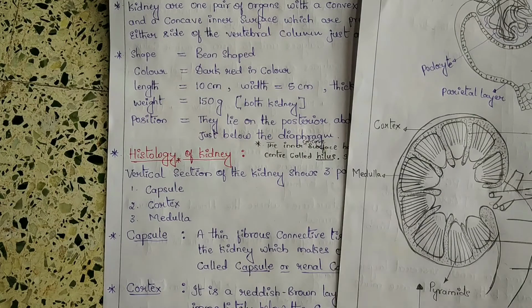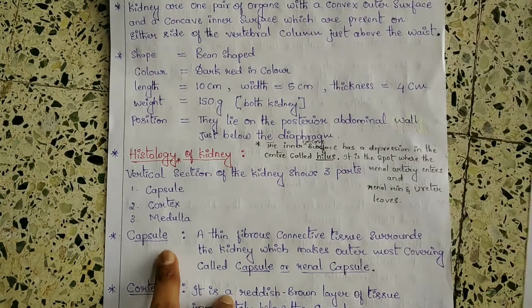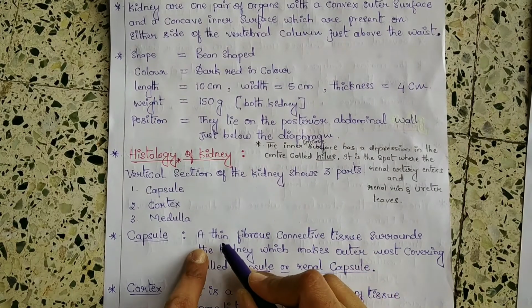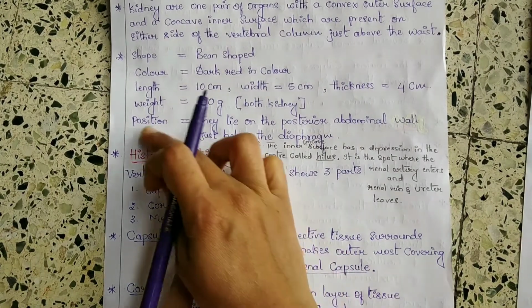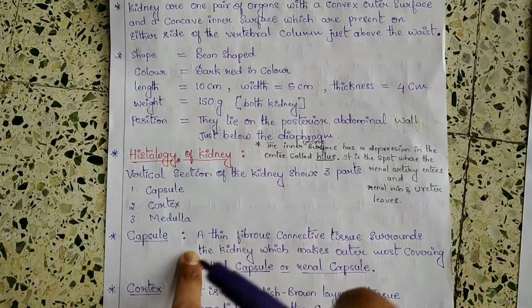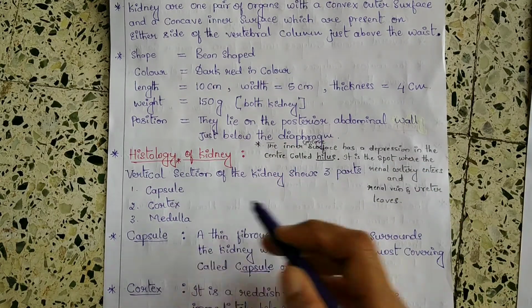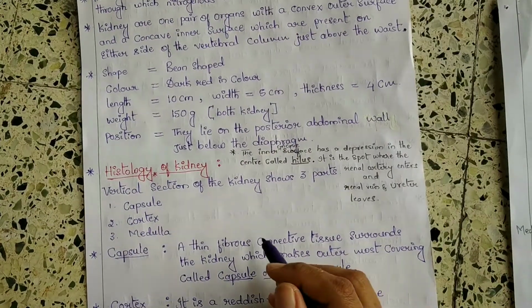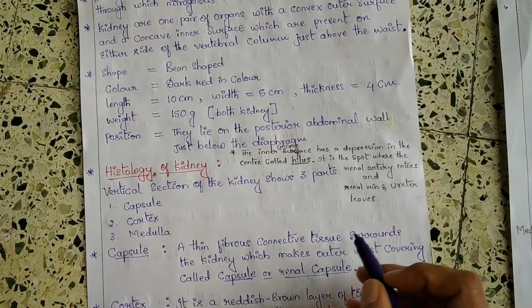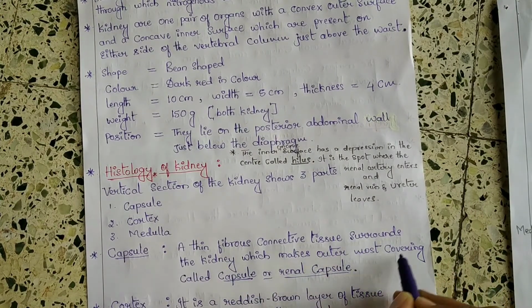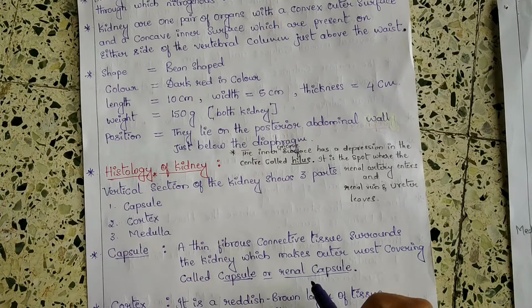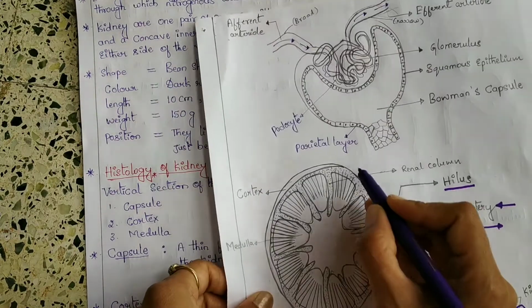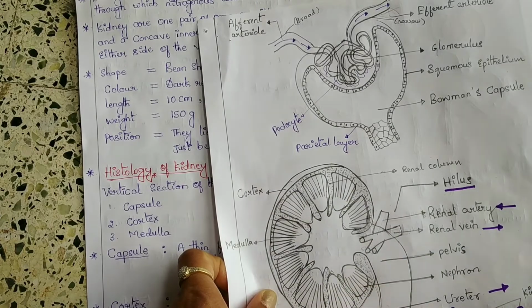Now we will discuss them one by one. The first one is the capsule. The capsule is a thin fibrous connective tissue. As we are studying histology, we study the tissues. The capsule is the outer covering, a thin fibrous connective tissue which surrounds the kidney and makes the outermost covering. It is called the renal capsule, because for kidney we refer to it as renal. This outer protective covering of the kidney is called the capsule.